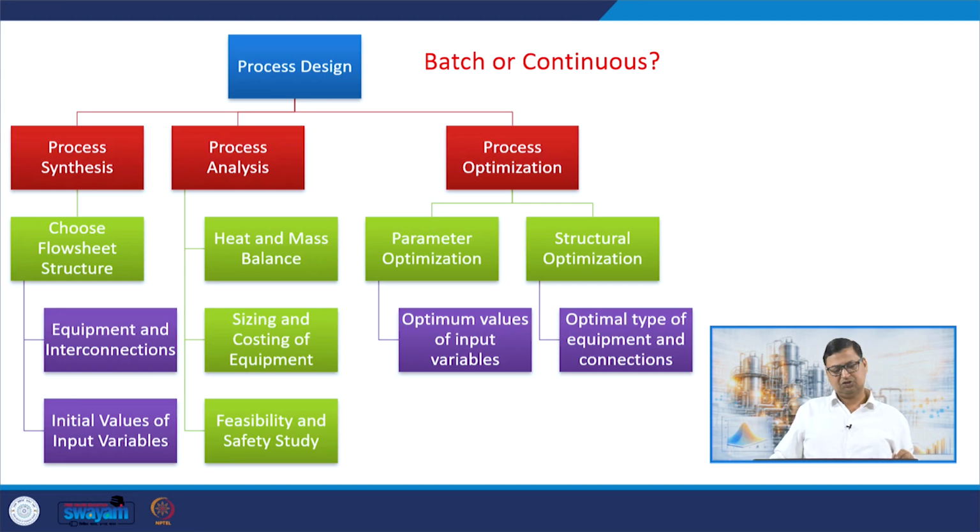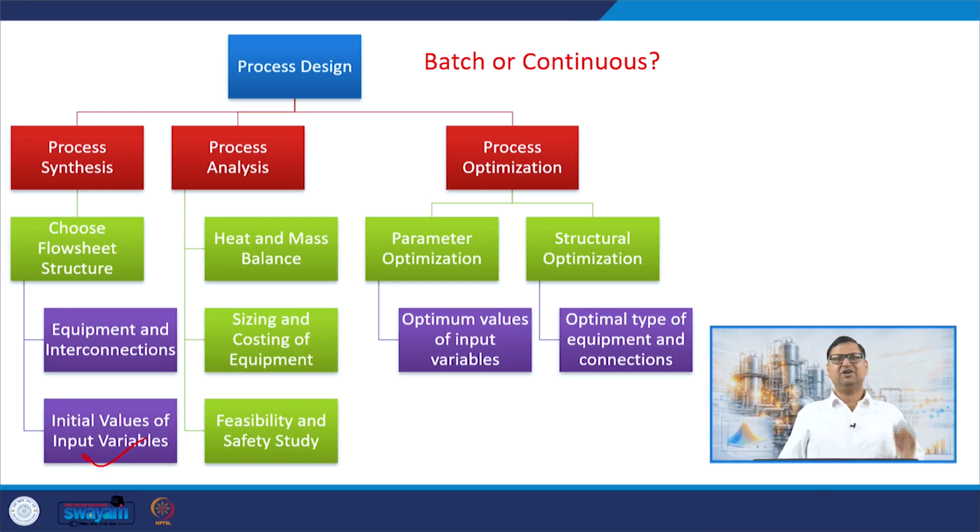So, now just to take it further, let me summarize the basic process of a process design. Whenever you want to design a process, you first decide whether it is going to be a batch process or a continuous process. And then there are essentially three steps that you have to do. One is called synthesis, the second one is analysis, and the third one is optimization. In synthesis, what we do is we choose the structure of the flow sheet, what equipments we have and how they are interconnected, and what is the initial value of the input variables, right.